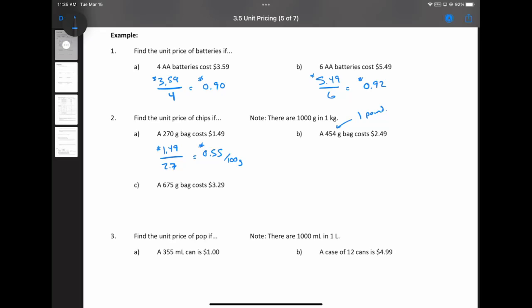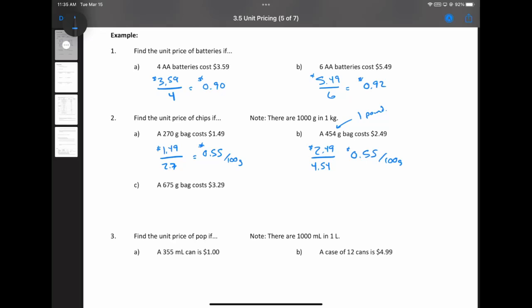The next bag of chips, the 1 pound bag, is $2.49. Now 454 grams is going to be 4.54 100-gram portions. 2.49 divided by 4.54 is 0.548, which rounds up to 0.55.